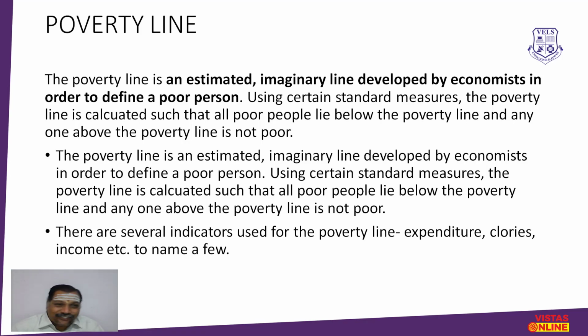So how can we define this? The poverty line is an estimated or an imaginary line developed by economists in order to define a poor person. Using certain standard measures, the poverty line is calculated in such a way that all the people lie below the poverty line and some above the poverty line. That is a differentiation. Those who do not have that level of income are under poverty. Those who have achieved that and more than that are not poor.